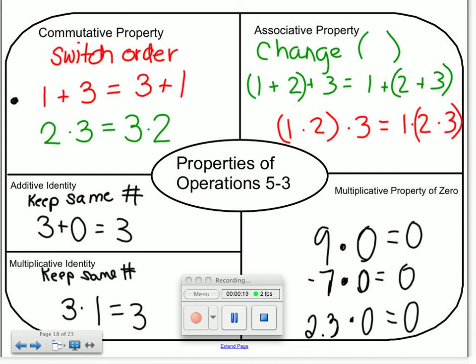4 equals 4. The next one is the commutative property of multiplication, which means 2 times 3 is the same as saying 3 times 2. You still get the same answer. This works for adding and multiplying.